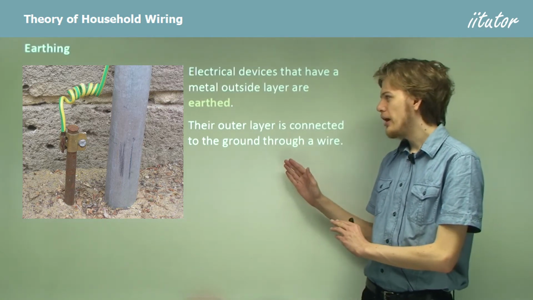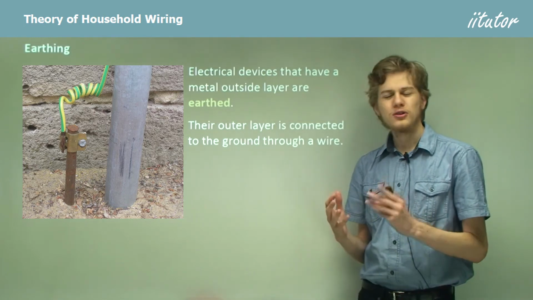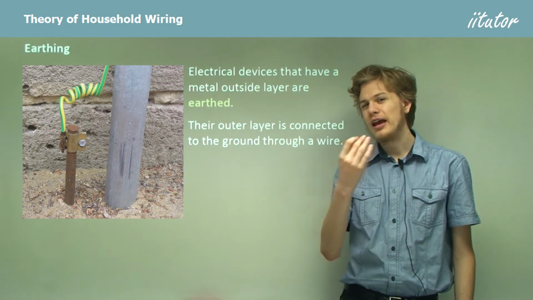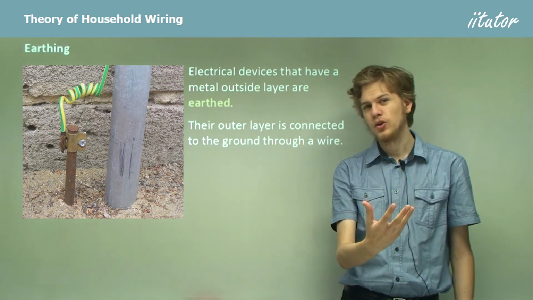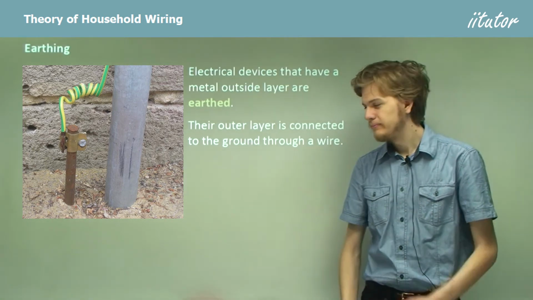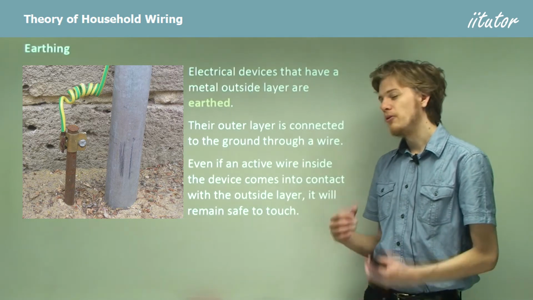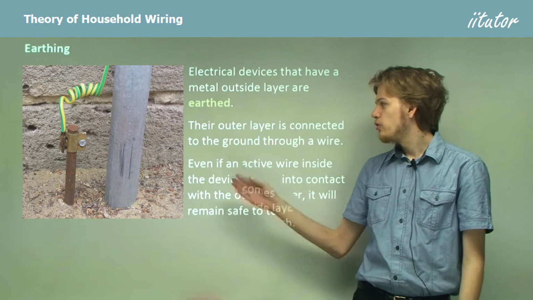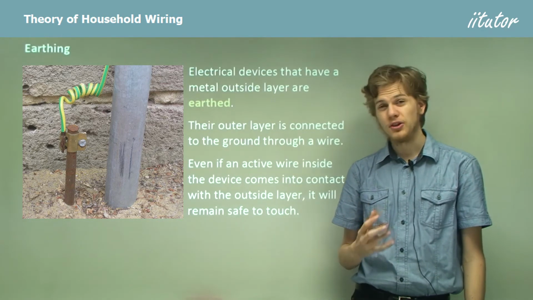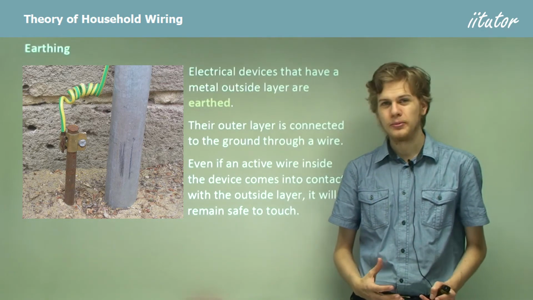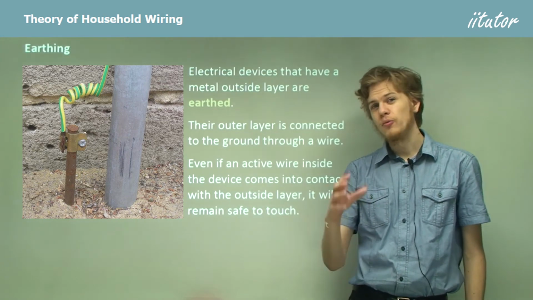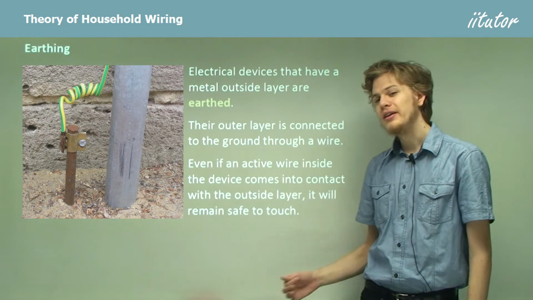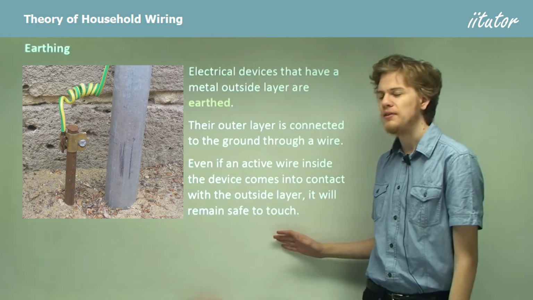So what happens if there's a malfunction within the device and the active wire gets loose and touches the outside metal casing of the device? Well, even if an active wire malfunctions, the current coming from the active wire will go through the metal casing on the outside of the device and into the ground. It won't electrocute someone that accidentally touches it. So even if there's a malfunction, the outside metal surface will still be safe to touch.